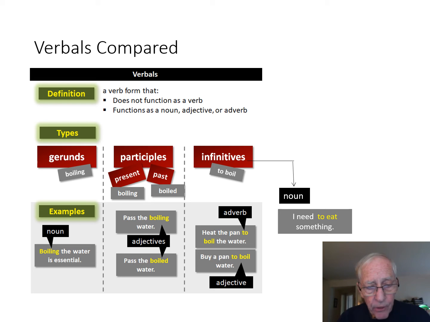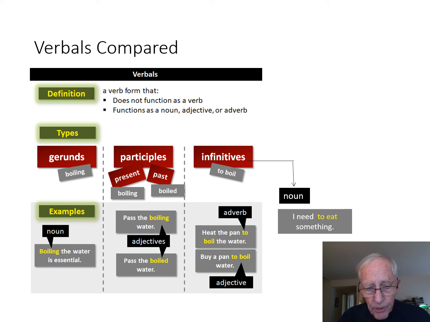Look at the far left under gerunds. A gerund is a verbal that functions like a noun. So we can say, for example, under the word boil, you look at boiling water, that kind of thing. So we got the -ing ending. And the example is, boiling the water is essential. And that's the subject of the sentence, boiling. It's what you're doing.